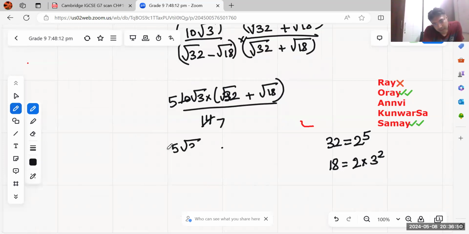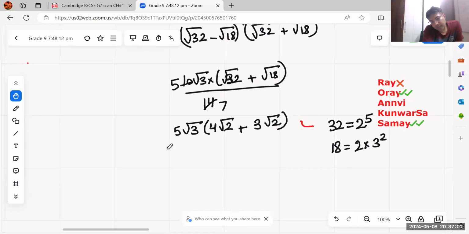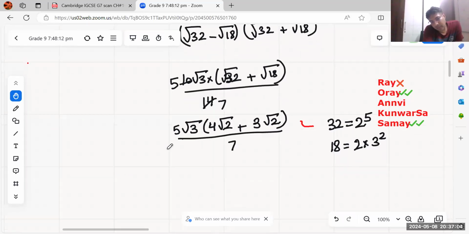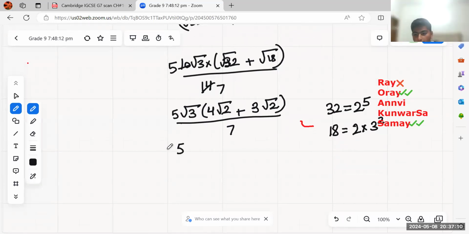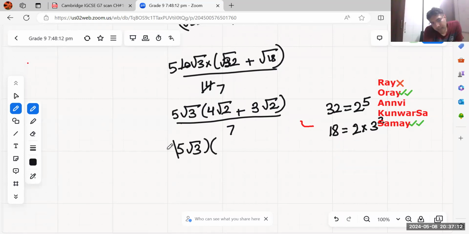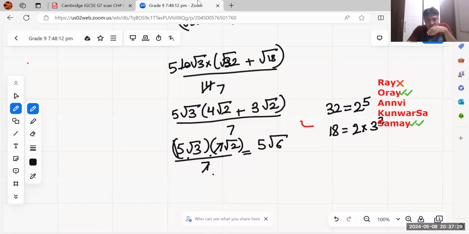So I can write them as 5 root 3 times 4 root 2 plus 3 root 2 upon 7. Can I do that, guys? Yes, sir. So I will get 5 root 3 multiplied by 7 root 2 upon 7. So 7 and 7 will get cancelled out. You can multiply 5 into 7, then divide by 7. Because this is multiplication, we can cancel out any factor. I will get 5 root 6. So my answer will be 5 root 6.